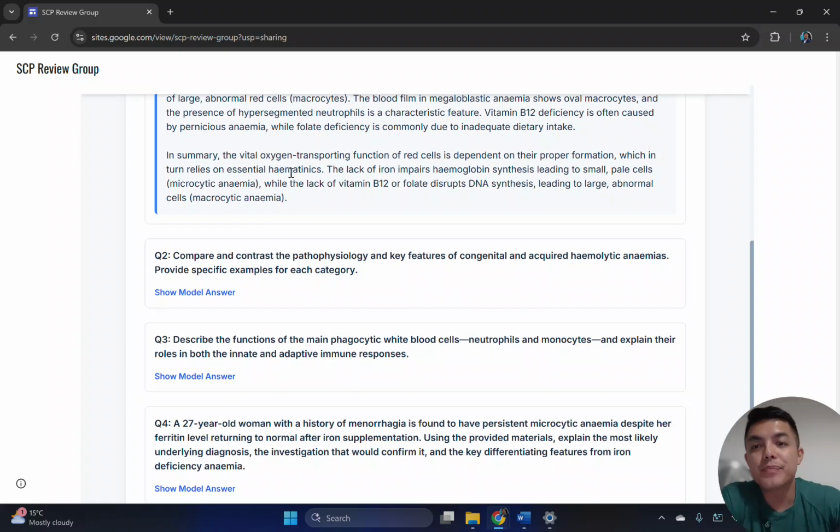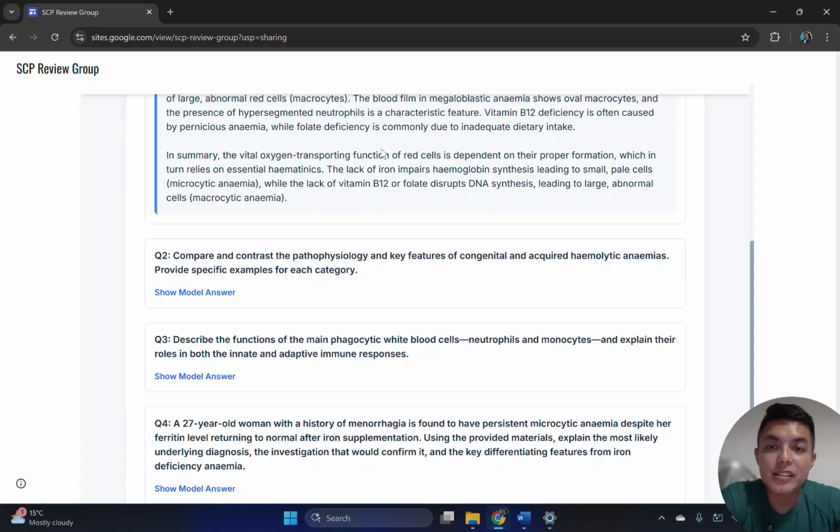Now, in summary, the vital oxygen transporting function of red cells is dependent on their proper formation, which in turn relies on essential hematinics. And the lack of iron impairs hemoglobin synthesis, leading to small, pale cells, which is the microcytic anemia, while the lack of vitamin B12 or folate disrupts DNA synthesis, leading to large abnormal cells or macrocytic anemia.